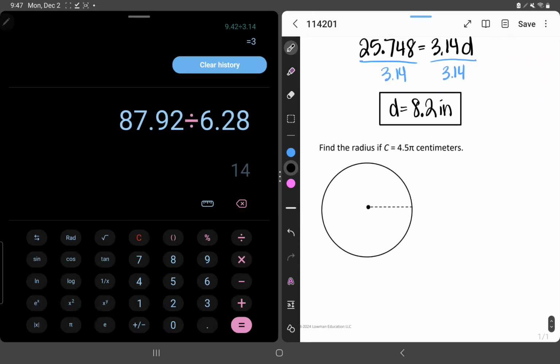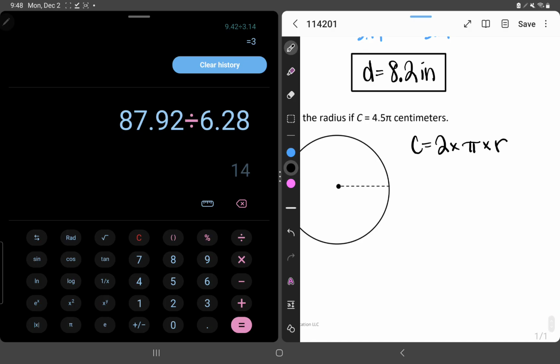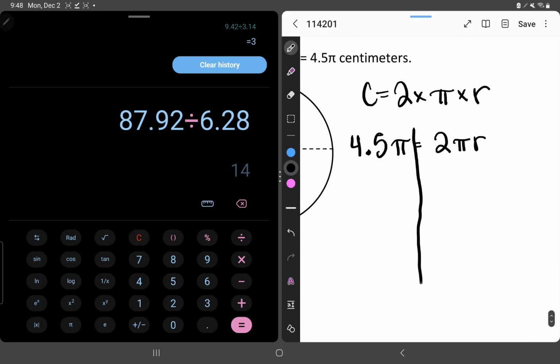And then this last one says, find the radius if circumference equals 4.5 times pi. Now remember, we keep the pi symbol. Now this is radius, so what formula am I using? I should be using that circumference equals 2 times pi times radius. All right, now what am I using? I should have 4.5 pi equals 2 times pi times radius. Notice, I kept both of my pi's. This is because my circumference has that pi symbol. I'm not going to change pi to 3.14 because that's just going to make it harder.